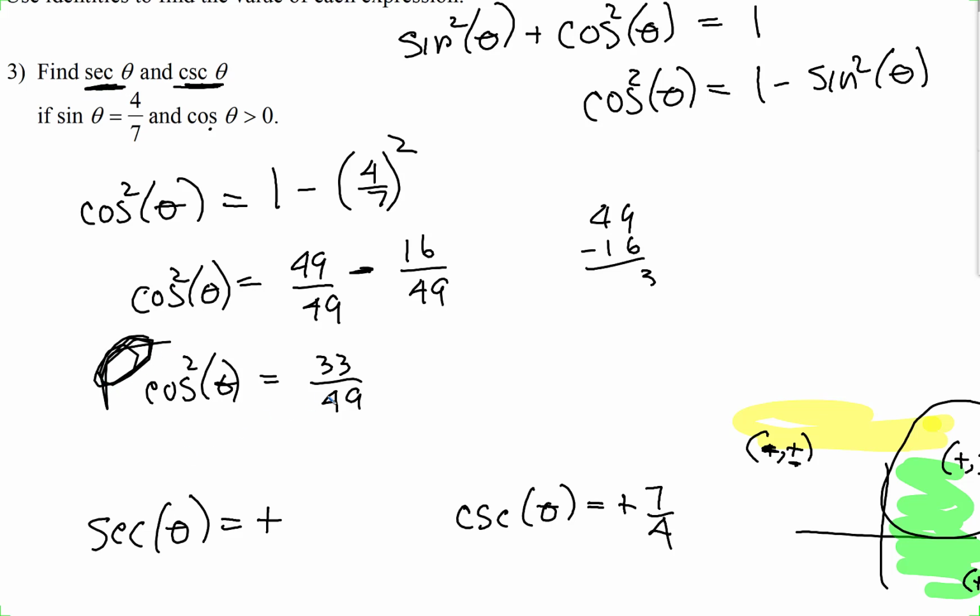And now we're not going to take the square root. We need to find secant, so we're going to do the reciprocal. So secant squared theta is 49/33 because it's the reciprocal. Now we're going to take the square root in here.